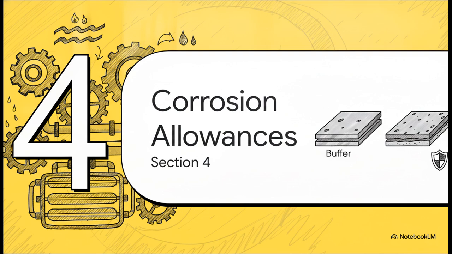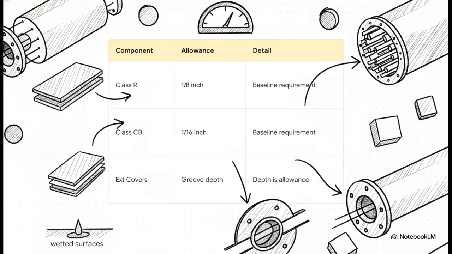All right, Section 4, Standard Corrosion Allowances. Let's talk about the mandatory physical buffers against wear and tear. Sweeping through the detailed RCB 1.51 specs for carbon steel, look at the baseline difference right at the top. Heavy-duty Class R pressure parts require a corrosion allowance of 1/8 of an inch, or 3.2 millimeters. Moderate Class C and B parts, they only require half of that, just 1/16 of an inch.